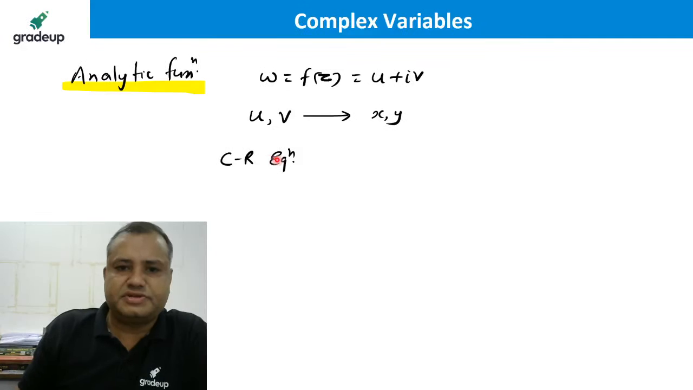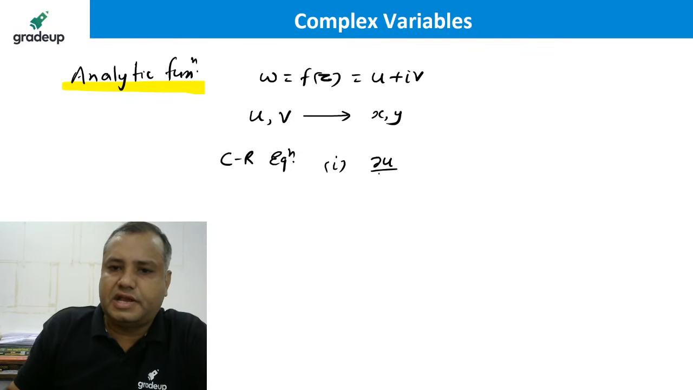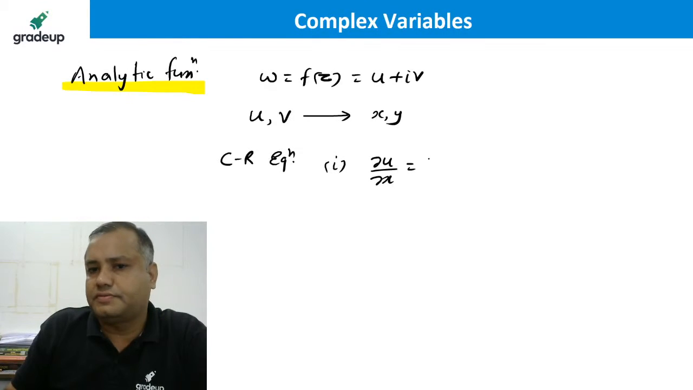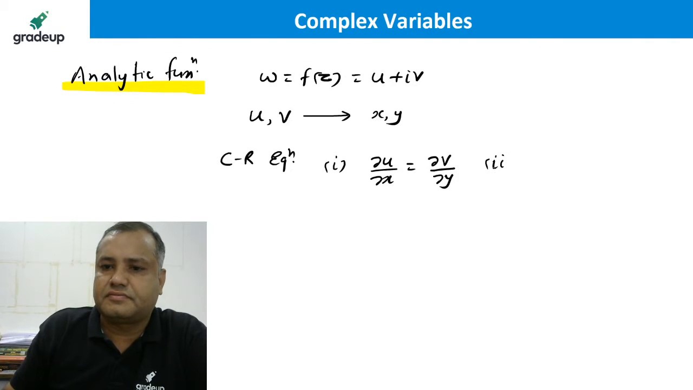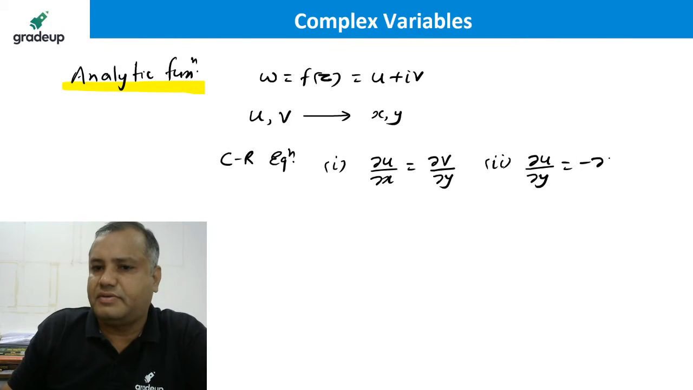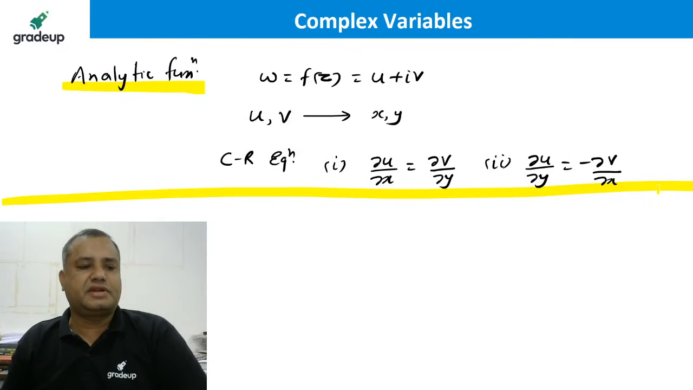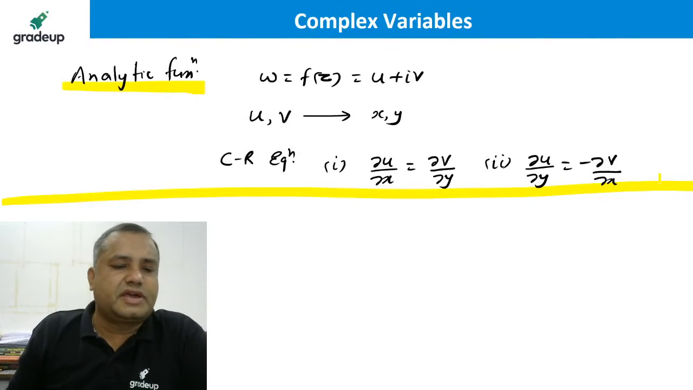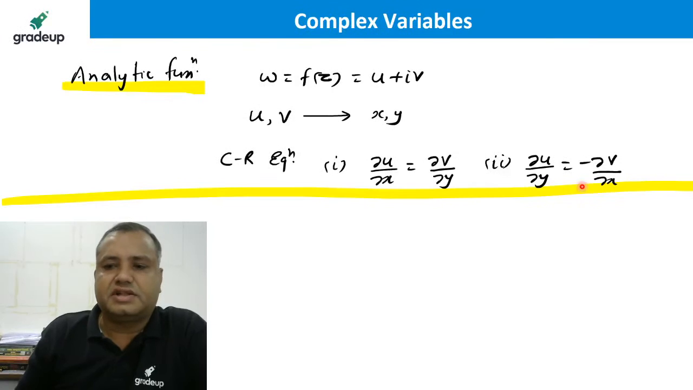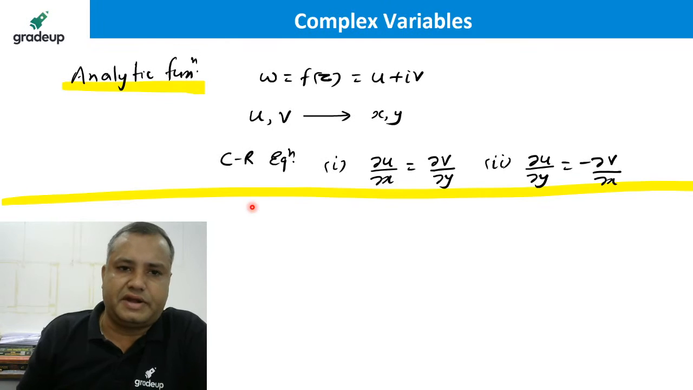The Cauchy-Riemann equations are: number one, del u by del x equals del v by del y. And the second equation is del u by del y equals minus del v by del x. If f(z) satisfies the Cauchy-Riemann equations, then we can say that f(z) is analytic. These are the necessary conditions for a complex function to be analytic.